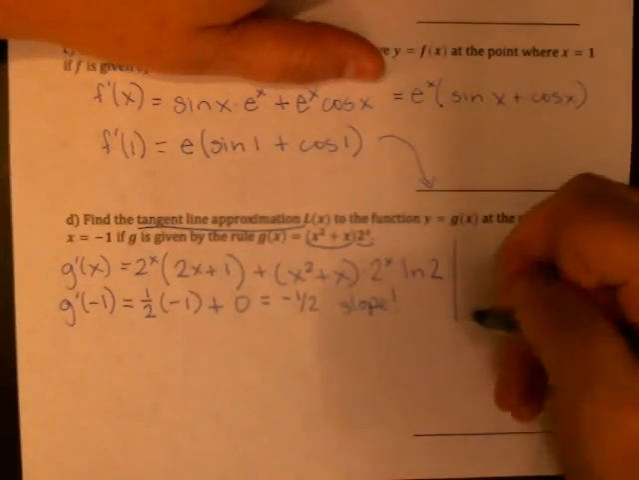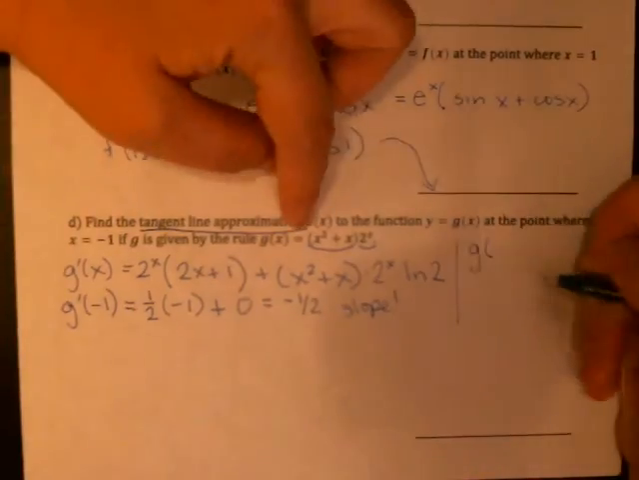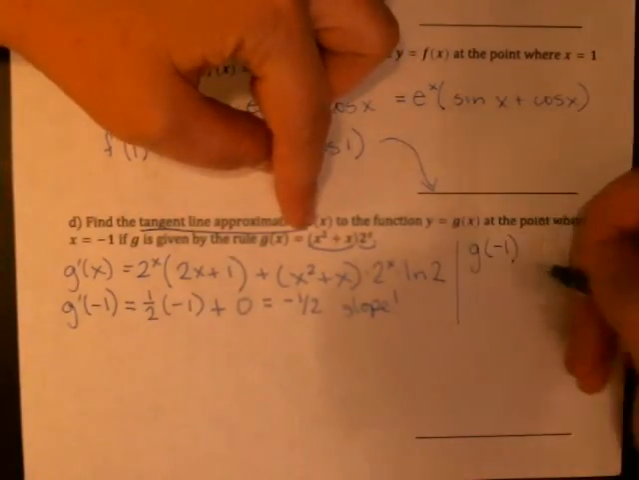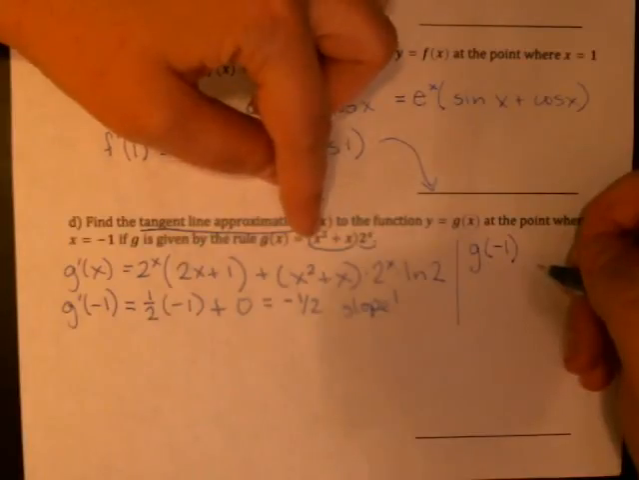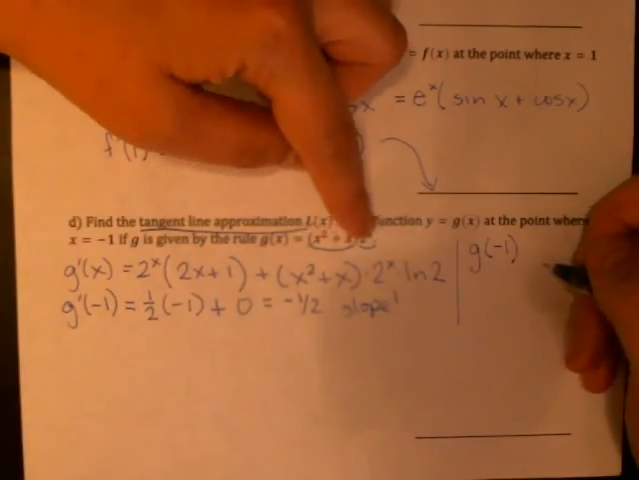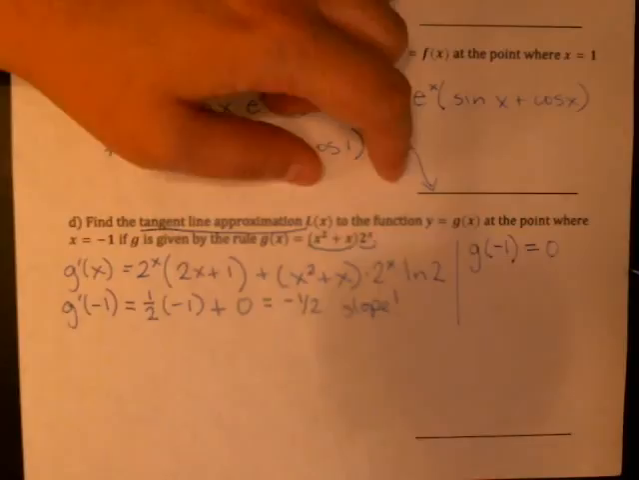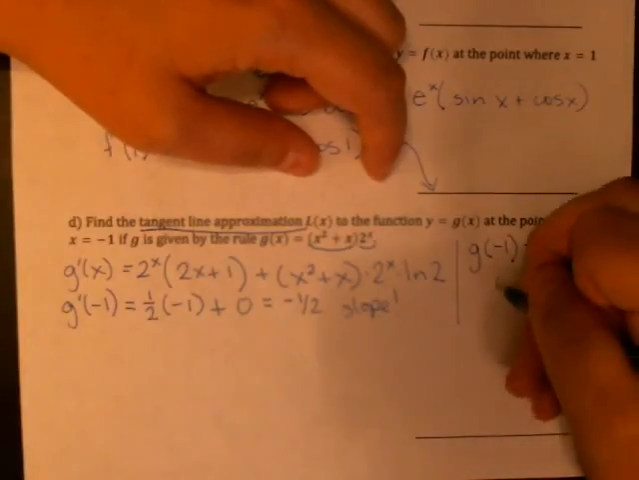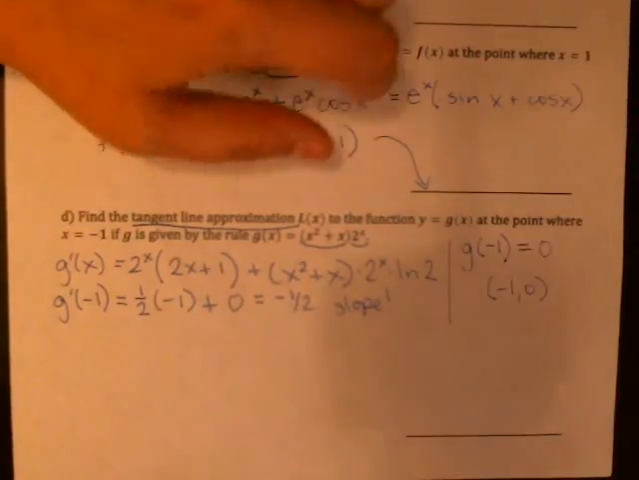We also need a y value. So let's go back to the original function g and plug in our -1. And we get -1 squared, which is 1, plus -1. So actually we're getting 0 again. 0 times 1/2 is 0. So my point is -1, 0.